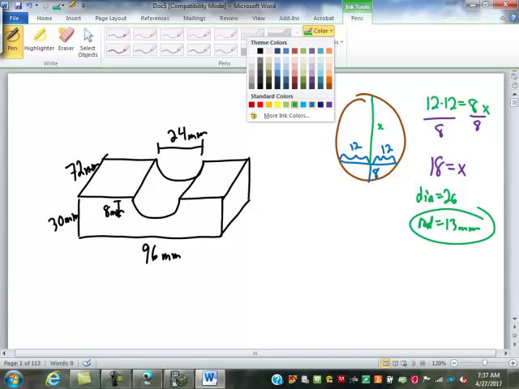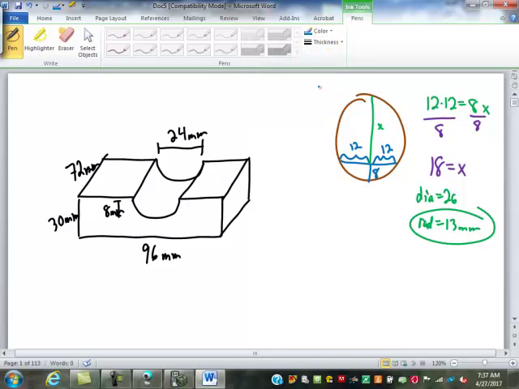To find the volume of this, we're going to find the area of the base. The base is this piece right here. Well, that piece is nothing more than a rectangle with this portion of a circle, this segment of a circle cut out of it. So that rectangle is 30 millimeters here by 96 millimeters there, which is what? 2880, thank you, millimeters squared.